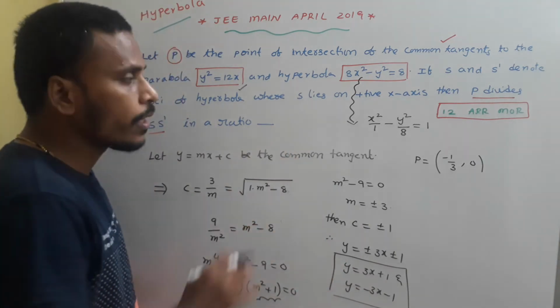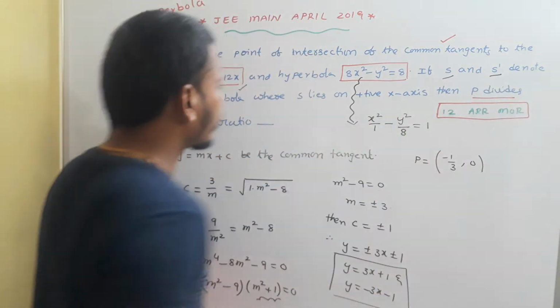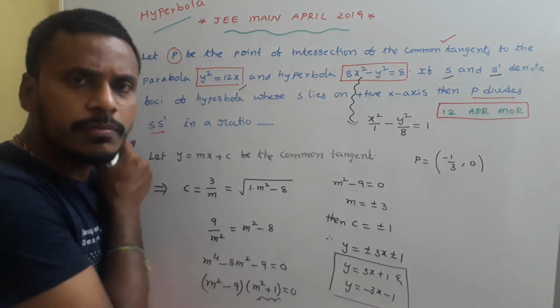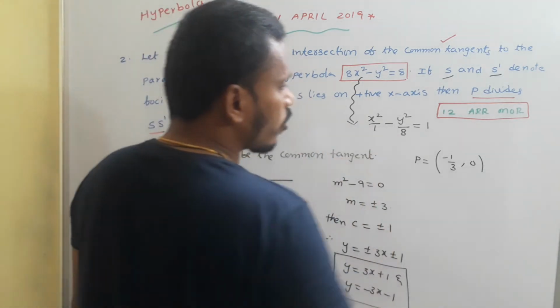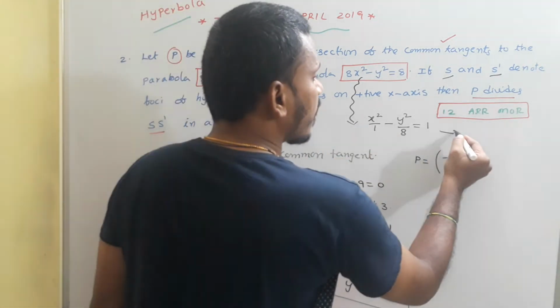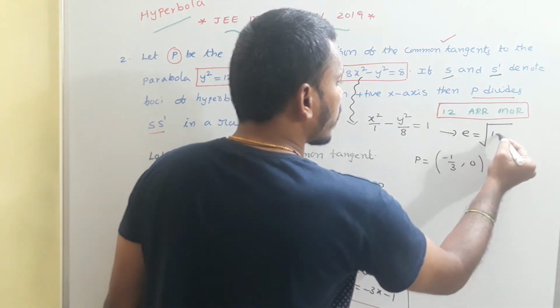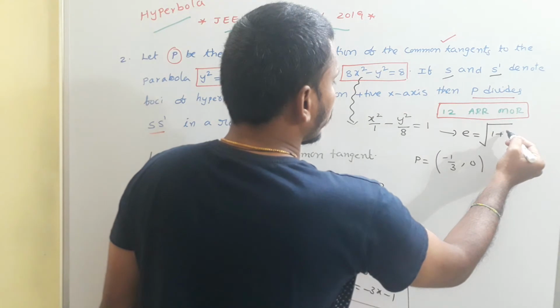P is that. So after identifying P, we need to think about S and S dash, the foci of the hyperbola. Foci means plus or minus ae comma 0. But for that we need the eccentricity of this hyperbola. So what is the eccentricity? Eccentricity is equals to root of 1 plus b square by a square.